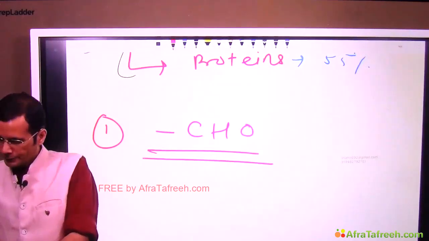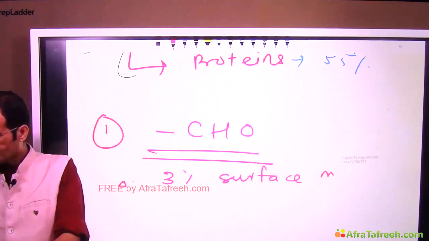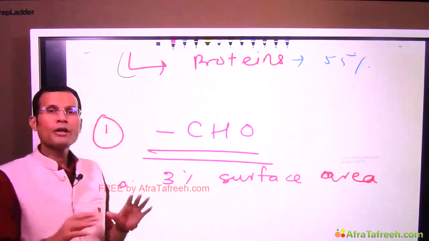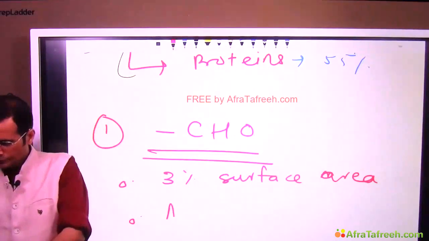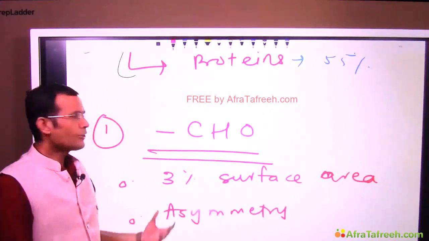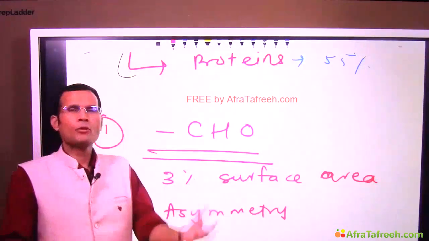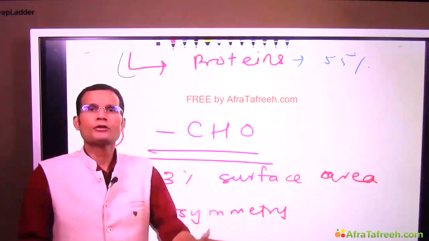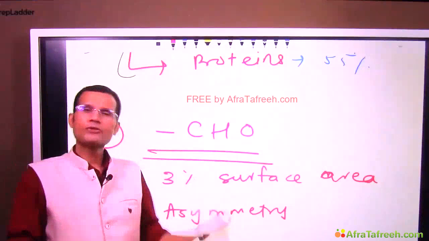The carbohydrates occupy 3% surface area of the membrane, and basically carbohydrates offer asymmetry to the membrane. This is not a function. Let me just remind you, this is not a function. This is just an attribute of the carbohydrates. There was an MCQ: the cell membrane is asymmetrical because of which of the following constituents? The options given are proteins, carbohydrates, phospholipids, triglycerides.